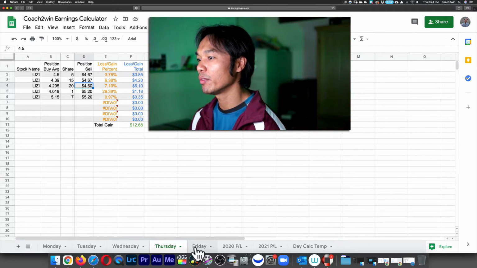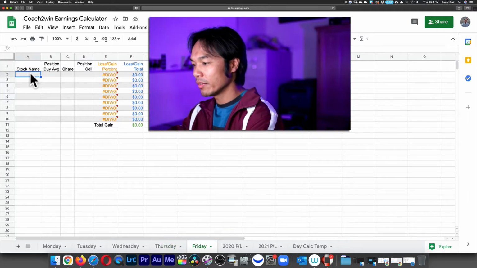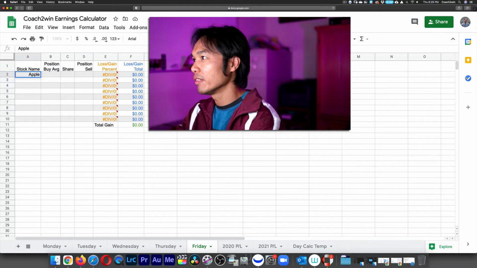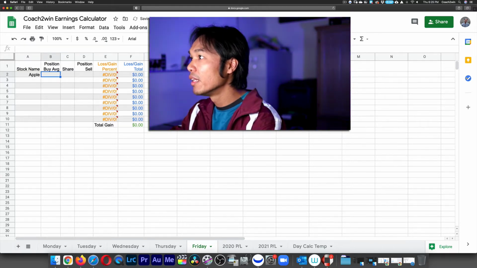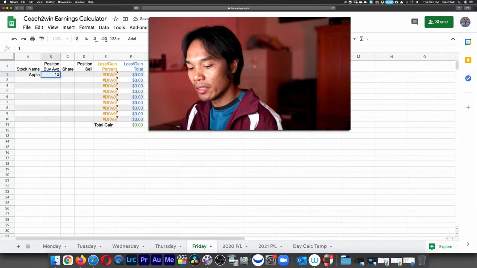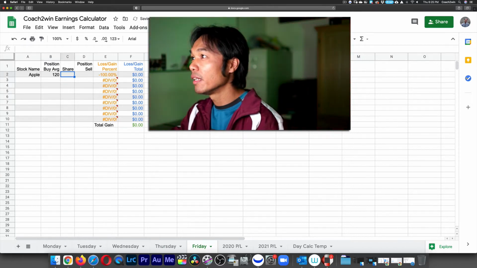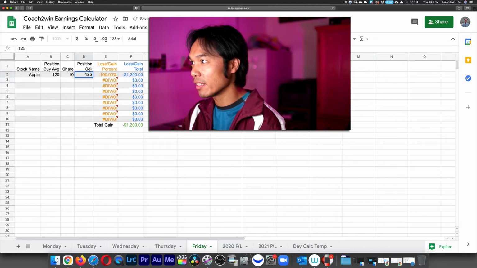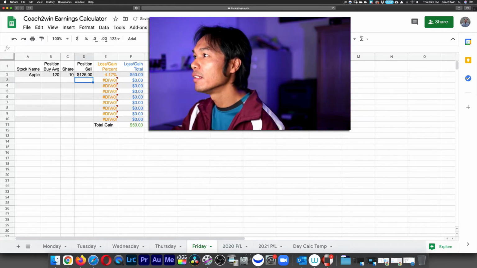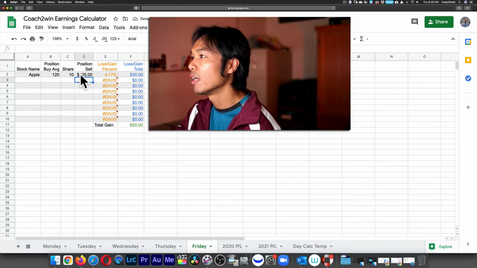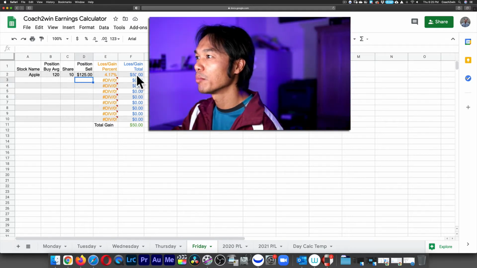So for example, let's say I bought Apple. I'll just type in Apple if I don't want to do the ticker name. And then let's say I bought it at 120, and I bought 10 shares and I sold it at 125, because that's kind of realistic. So you make $5 per share, which should make you $50 total. Pretty straightforward. Just type in the numbers, type in the name, and all the calculations are done for you.